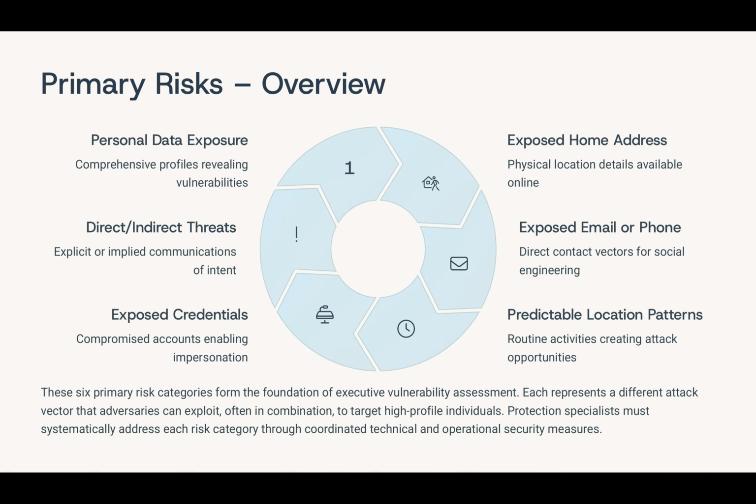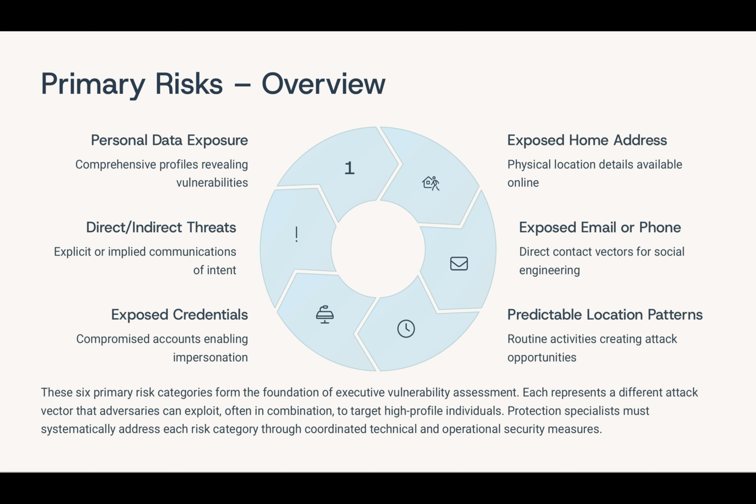The 6 primary risk categories you see on this slide define the core focus areas for any executive vulnerability assessment. Each one represents a unique path that adversaries might use to target high-profile individuals, and it's important for protection specialists to understand that these risks often overlap or work in combination.